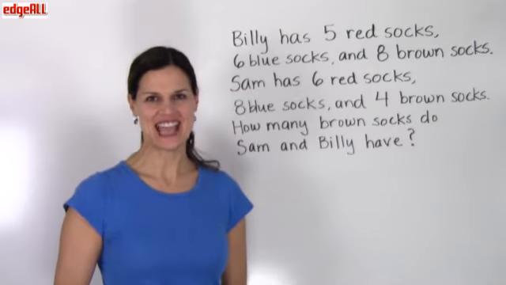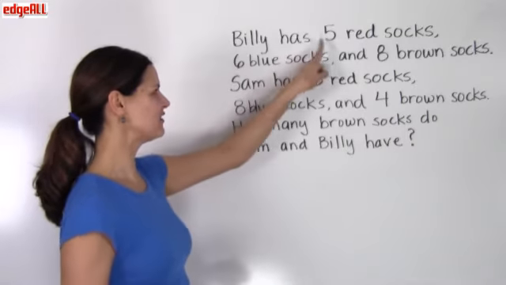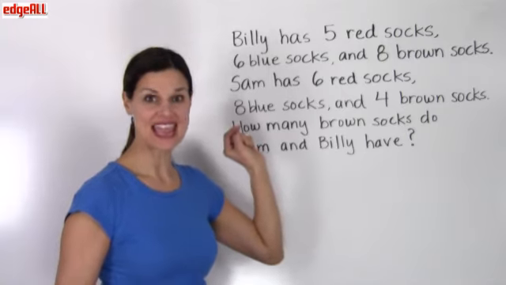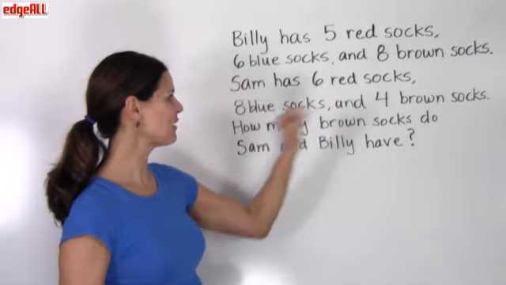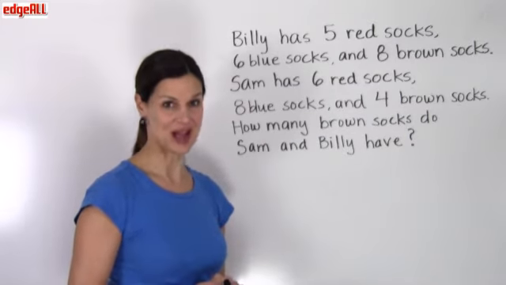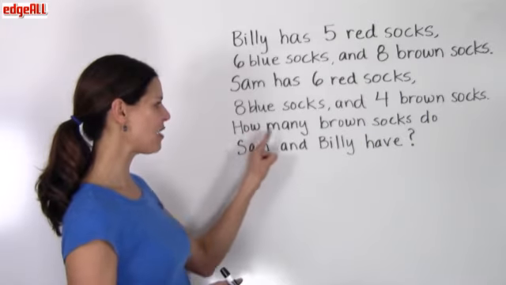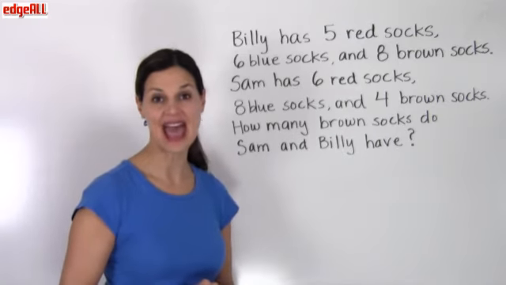Let's look at an example. Our problem says that Billy has 5 red socks, 6 blue socks, and 8 brown socks. Sam has 6 red socks, 8 blue socks, and 4 brown socks. And the question that we are being asked is, how many brown socks do Sam and Billy have?